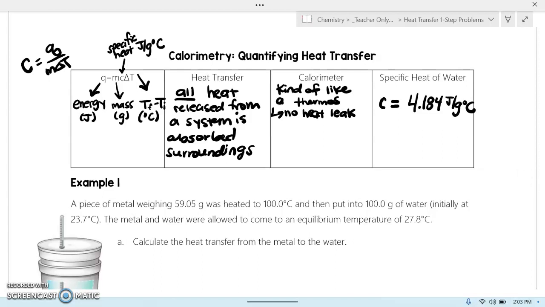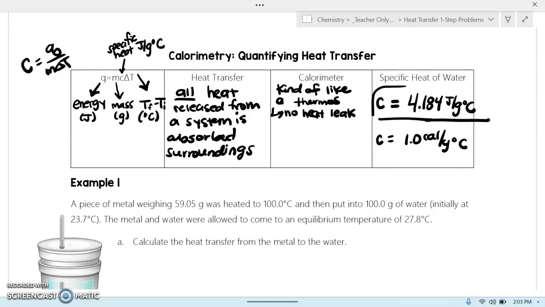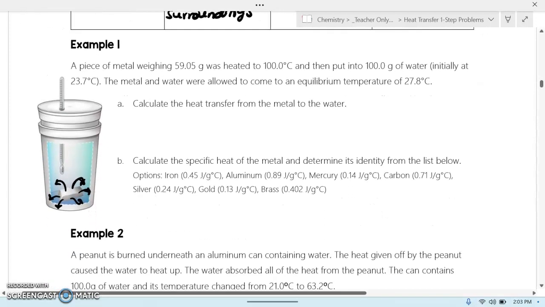The specific heat of water is 4.184 joules per gram degree Celsius. If you had different units of specific heat, sometimes calories are used instead of joules, that would be 1 calorie per gram degree Celsius. But overall, we're going to be using 4.184 joules per gram degree Celsius as our primary specific heat for water.